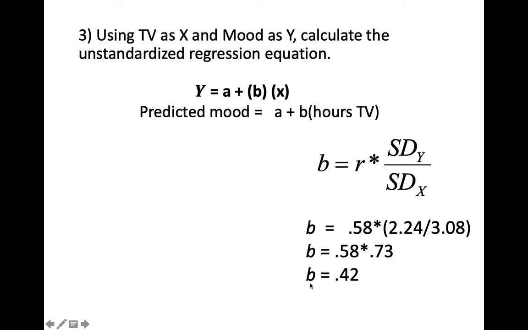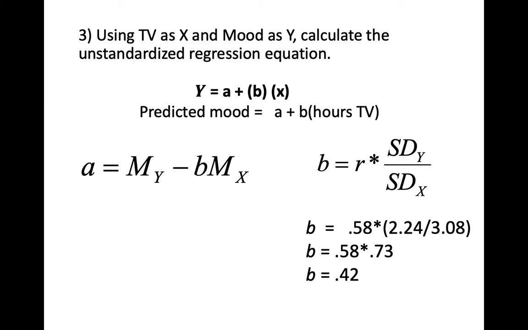So we get that b is equal to 0.42, which is directly interpretable. It means that for every 1 unit change in your predictor variable x, this is the associated change that you predict in y. So what it means is that for every additional hour of TV watched, we predict a change in y, in predicted mood of 0.42. Okay, or an increase in predicted mood of 0.42.